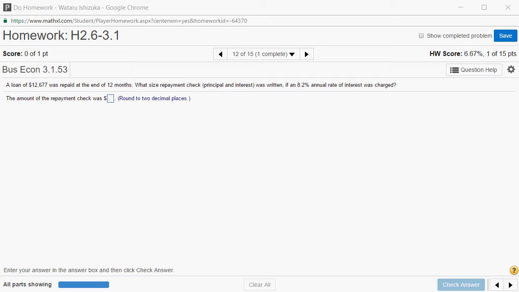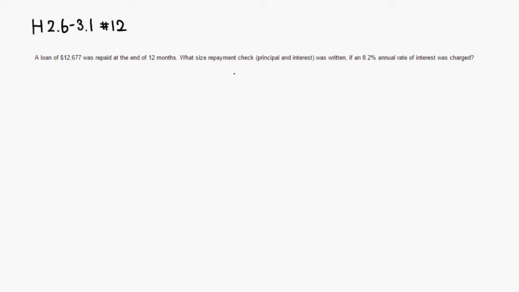All right, let's look at the homework 2.6, 3.1, problem number 12. A loan of $12,677 was repaid at the end of 12 months. What size repayment check was written if an 8.2% annual rate of interest was charged? All right, so let's do that.